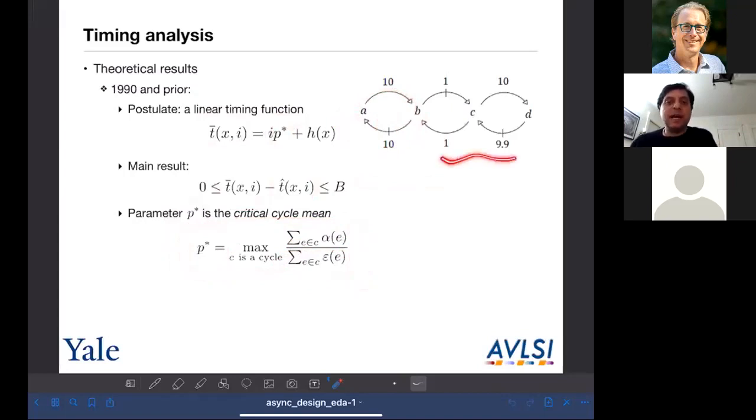So in this simple example, this is the critical cycle, and the cycle period of the circuit is going to be 20. It's not going to be that everything is perfectly spaced by 20, but on average, things will be spaced by 20. Okay, that's what it tells you. Great.